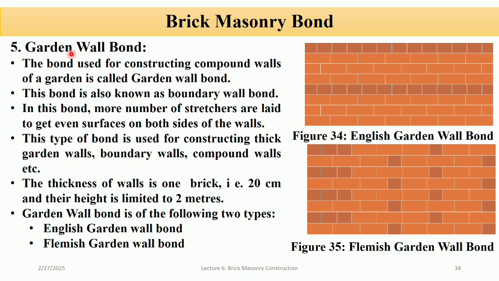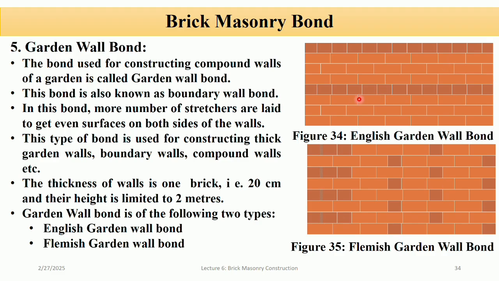Garden wall bond. The bond used for constructing compound walls of a garden is called garden wall bond, and it is also called boundary wall bond. So this type of bond is used for constructing thick garden walls, boundary walls, and compound walls. The garden wall bond has two types: one is English garden wall and the other one is Flemish garden wall.